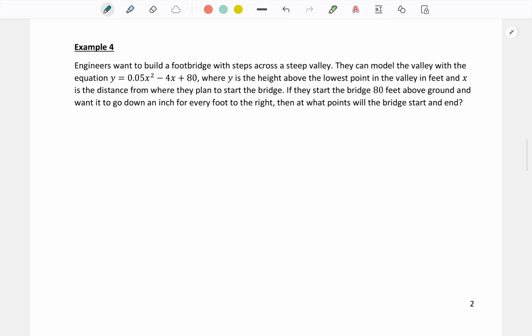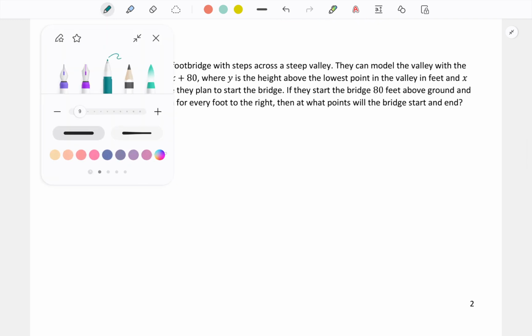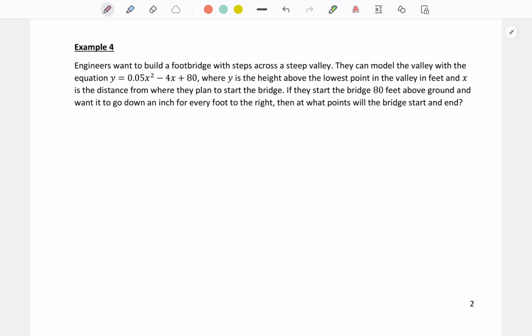All right, so for example 4, we have another word problem. Engineers want to build a footbridge that steps across a steep valley. They can model the valley with the equation y equals 0.05x squared minus 4x plus 80.